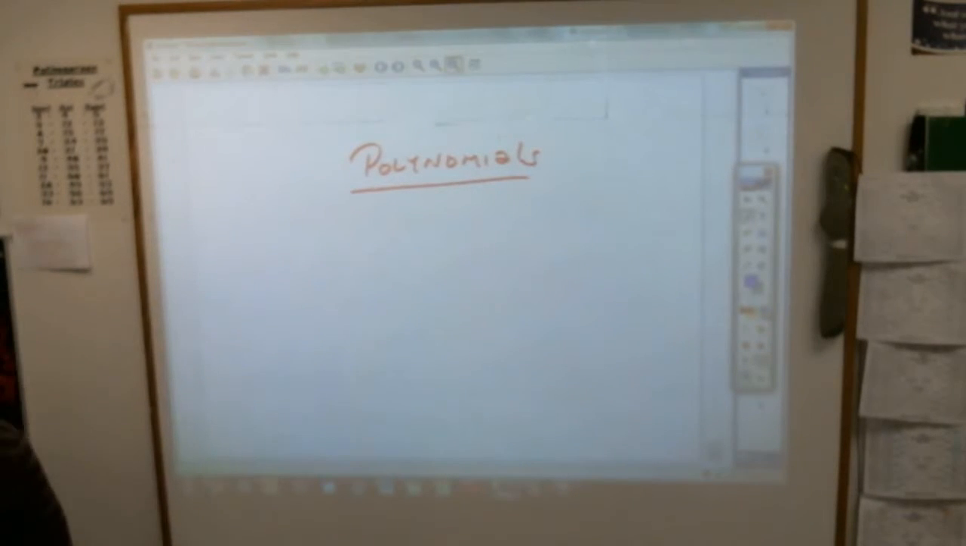A polynomial. Let's see if the book actually defines a polynomial for us here, does it? It actually doesn't say what a polynomial is. Poly, I believe, means many. Nomial, I guess, probably means terms. But what we're going to talk about is this.